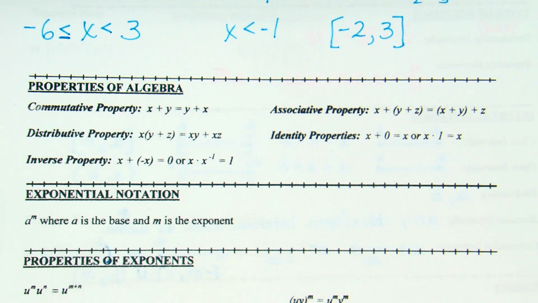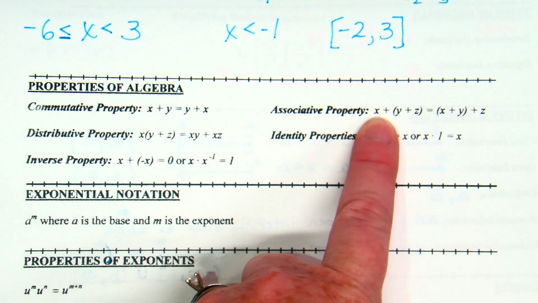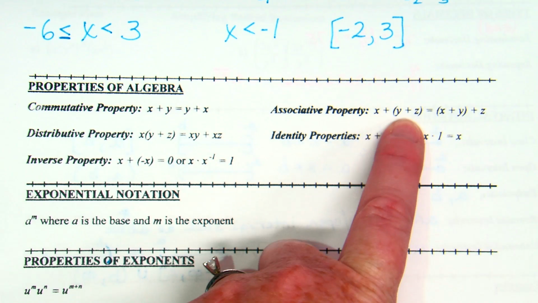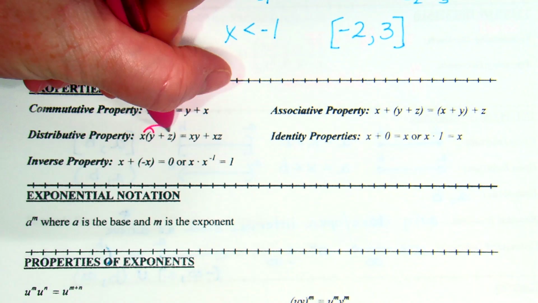Okay. Associative property. This is saying if you have three items that you're either adding or multiplying, it doesn't matter the order. So here we have x plus y plus z. I could add y plus z first here, or over here I could add x plus y first. It's not going to matter the order I add. Same would be true of multiplying. Distributive property. We know that one, right? X times y plus z means you have to distribute and multiply the x times y, the x times z.